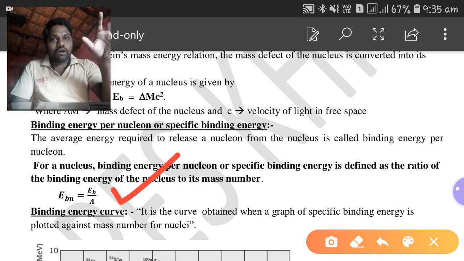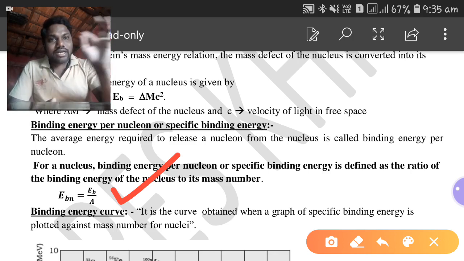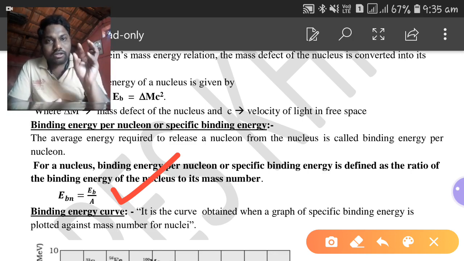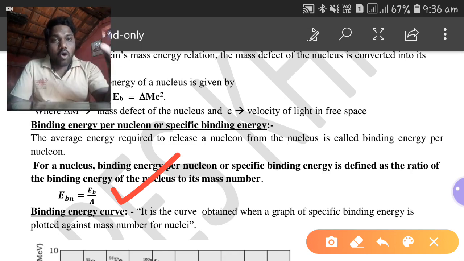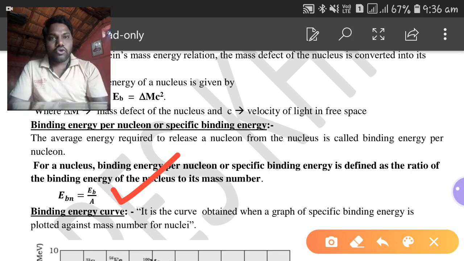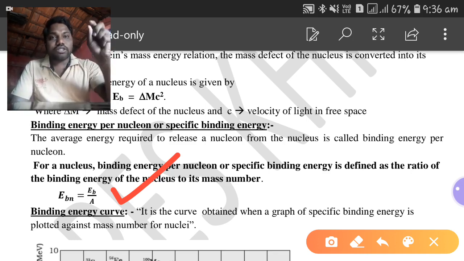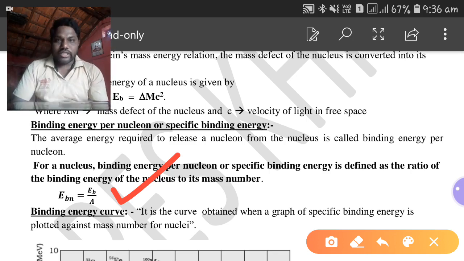So the amount of energy required to separate all the nucleons divided by the total number of nucleons present inside the nucleus, that is the binding energy divided by the mass number, will give you the amount of energy required to separate one nucleon from the nucleus. That is nothing but specific binding energy.